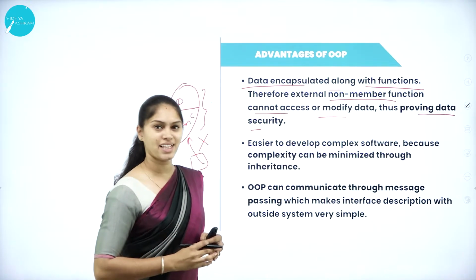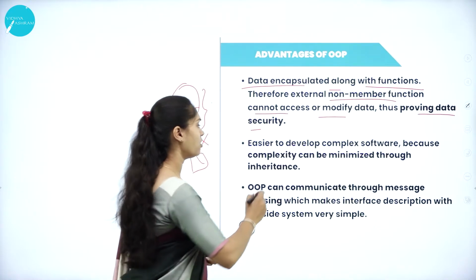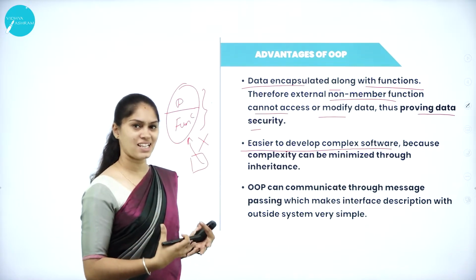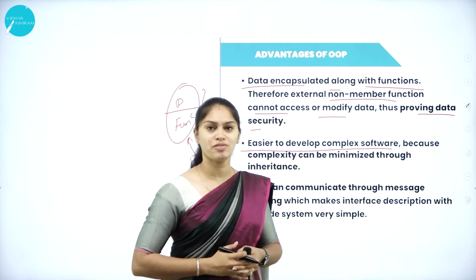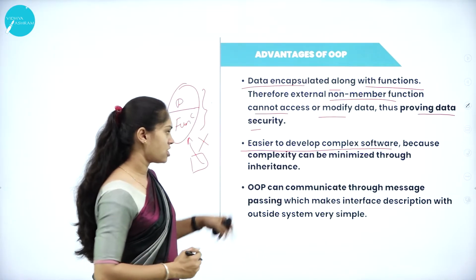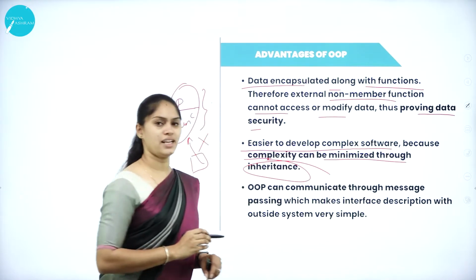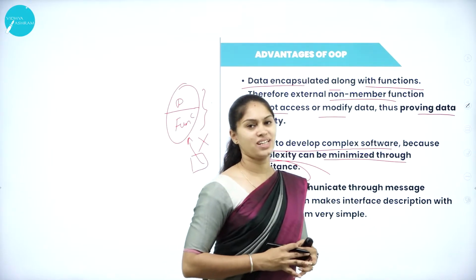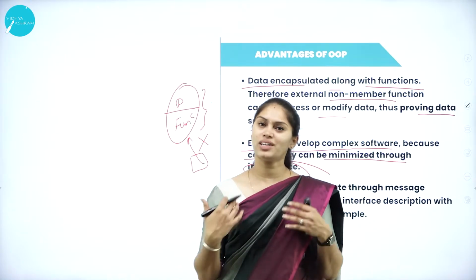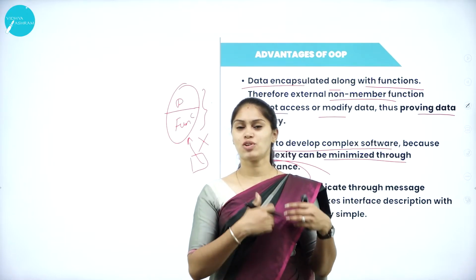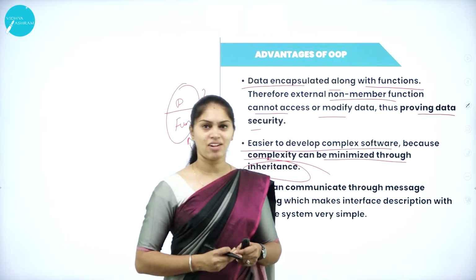So next, what is the next advantage we have? We'll see now. Easier to develop complex software. How is it easier to develop complex software? We'll see, because complexity can be minimized with the help of this inheritance concept. Already we know what is inheritance, how it works, what is base class, what is derived class, which class is going to acquire the features of another class, everything that we have discussed, right?